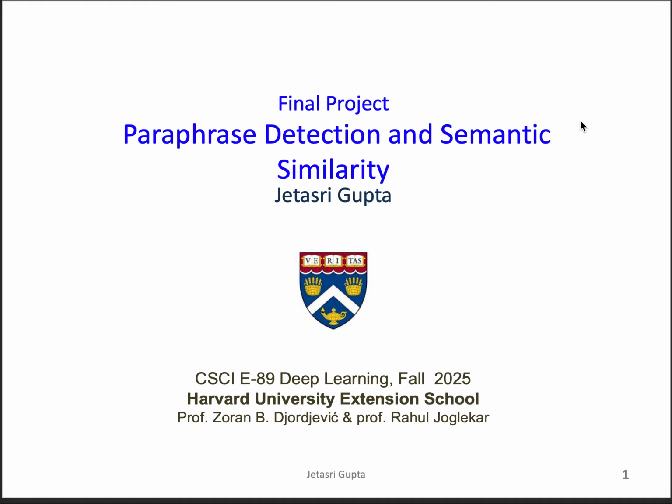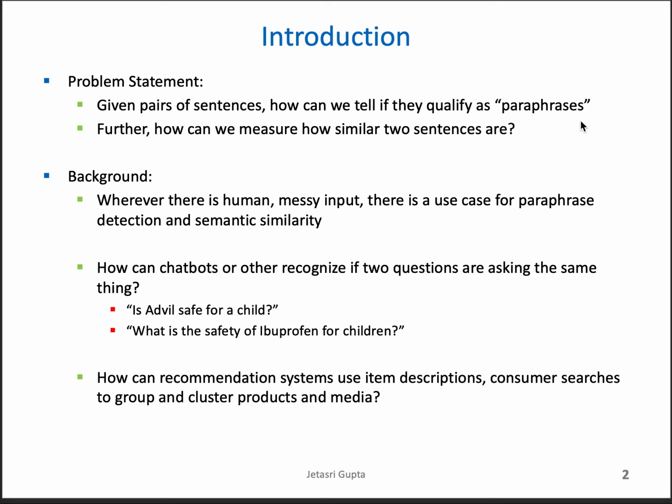Jet and I completed the final project on paraphrase detection and semantic similarity. As an introduction, the problem statement is that if you have a bunch of pairs of sentences, how can you tell if they qualify as paraphrases, i.e. if they contain the same information and if they're asking the same thing?